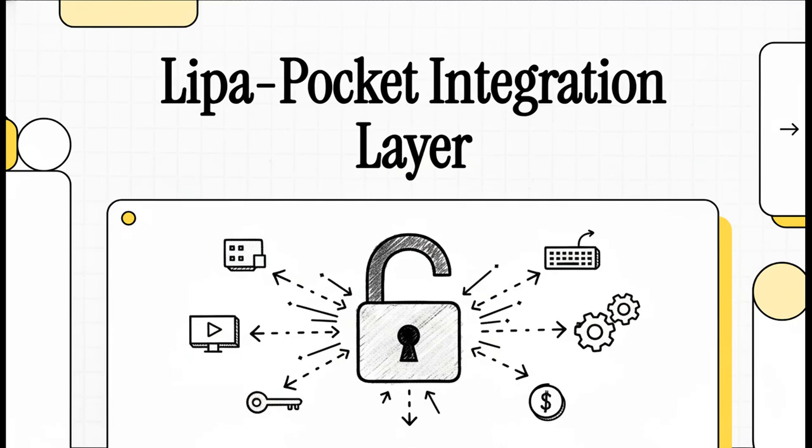Have you ever wondered how a business actually plugs into a crypto payment system like Lipa-Pocket? Well, the magic behind all of that is something called the integration layer. It's kind of like the hidden engine that makes everything work together. And today, we're going to pop the hood and see how it all works.